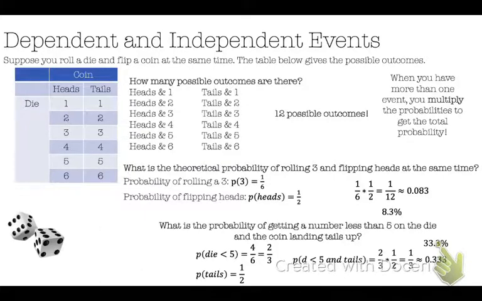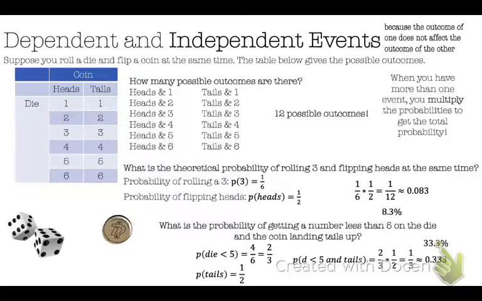Okay? And these are called independent events because what I roll on the dice is not going to affect what I'm flipping on the coin. Okay? Because the outcome of one does not affect the outcome of the other.